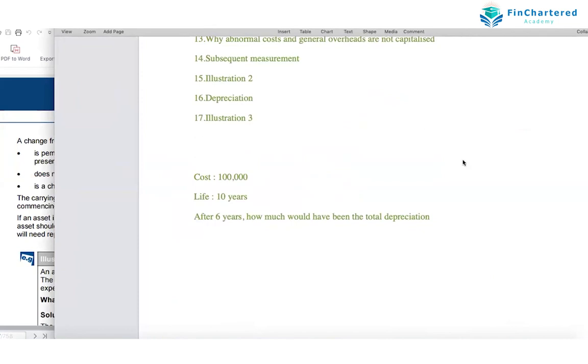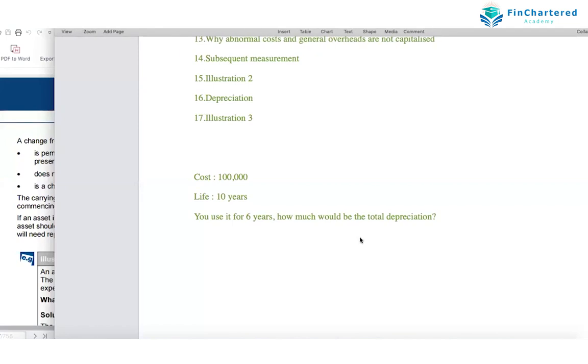No, after 6 years, Keith. After 6 years, how much would be the total depreciation? So you need 6 years of depreciation. You use it for 6 years. How much would be the total depreciation? It's a 3-line question. That's absolutely right, guys.